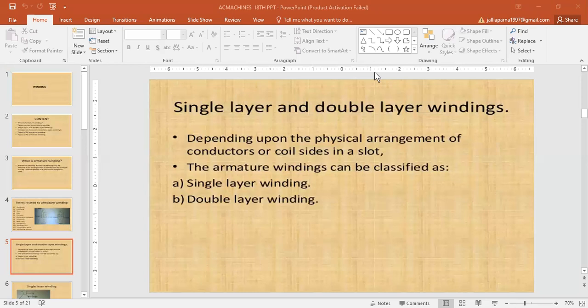Sometimes 4 or 6 or 8 coil sides are used in each slot in several layers, because it is not practicable to have too many slots. The coil sides lying in the upper half of the slots are numbered odd, that is 1, 3, 5, 7, etc., while those in the lower half are numbered even, that is 2, 4, 6, 8, etc.